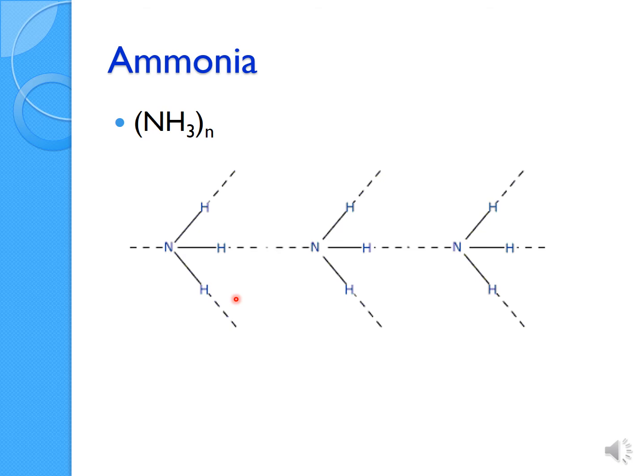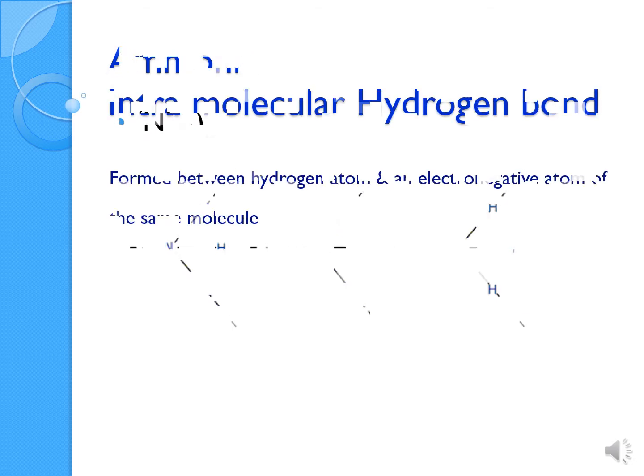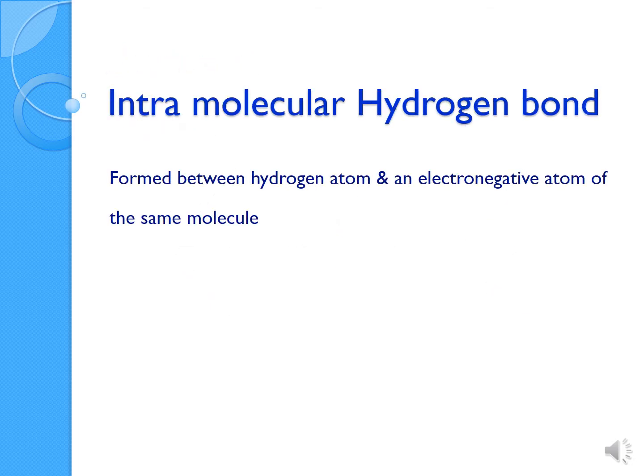Ammonia is another example which shows hydrogen bonding. As you can see, there is one negatively charged nitrogen atom and 3 positively charged hydrogen atoms, and the hydrogen bonding is shown like this. Now, the second type of hydrogen bond is intramolecular hydrogen bonding. Intra means within the molecule. So this kind of hydrogen bond is formed between a hydrogen atom and an electronegative atom of the same molecule.